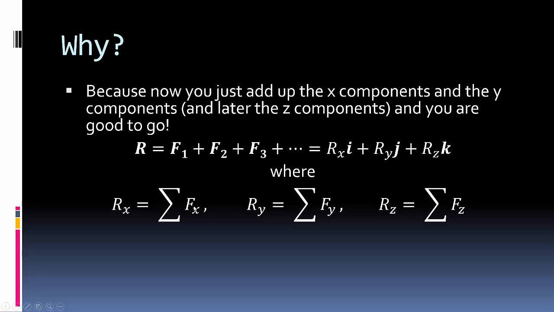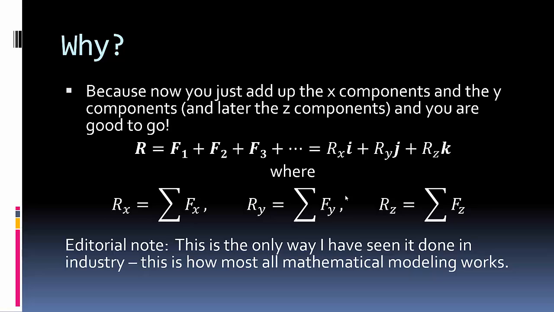The x component is just you add up all the x portions of the F, so Fx1, Fx2, and so on. For the y components, you add up all the y, and for the z components, you add up all the z, and then you're good to go. Once you break up all these different things, and this is how it's done in industry, say you have 10, 15, 20 different forces, you figure out all the x forces, all the y forces, and all the z forces, you add them all up, and that's your new x, y, and z force. And again, as an editorial note, this is how I've done it in industry. This is the only way I've seen it done in industry. I've never seen it done with the law of sines and cosines.